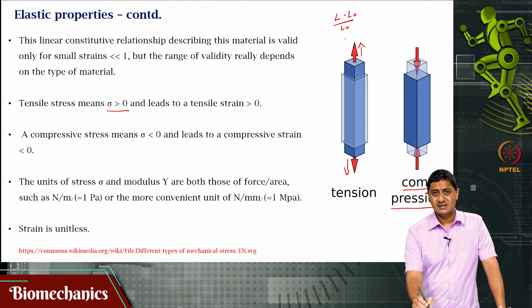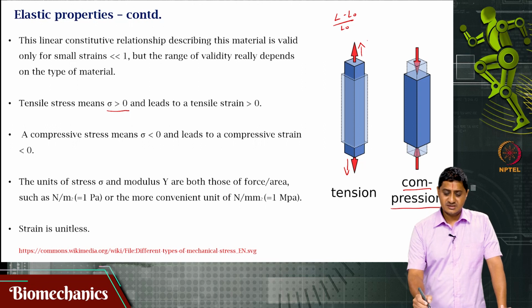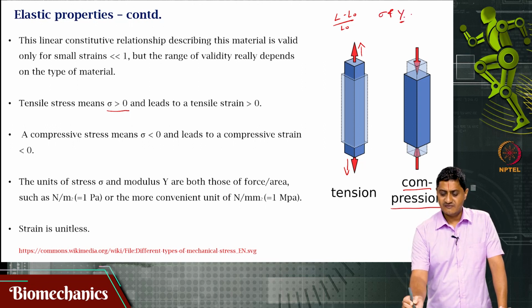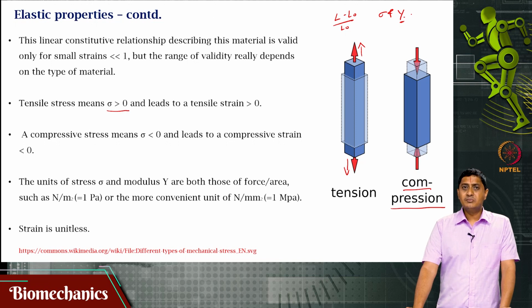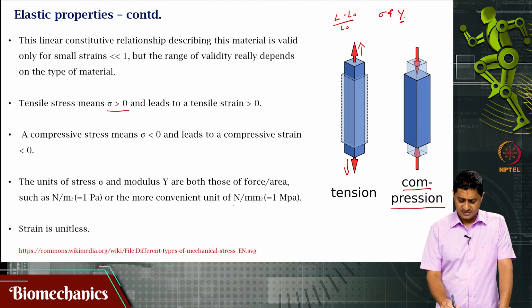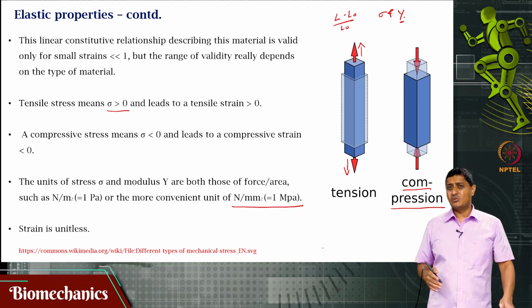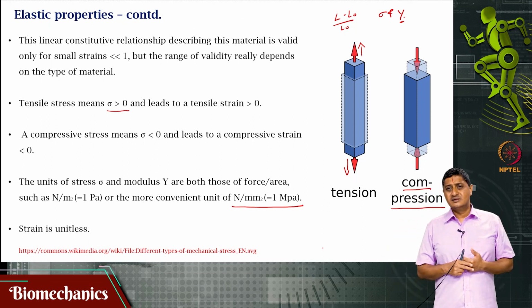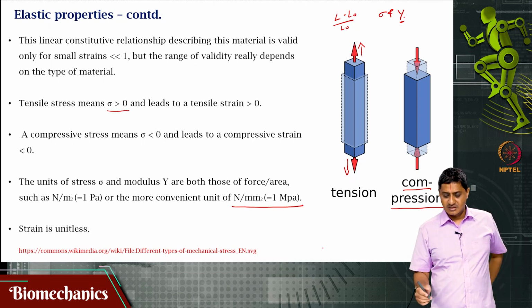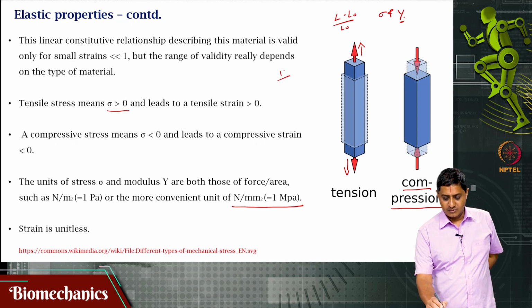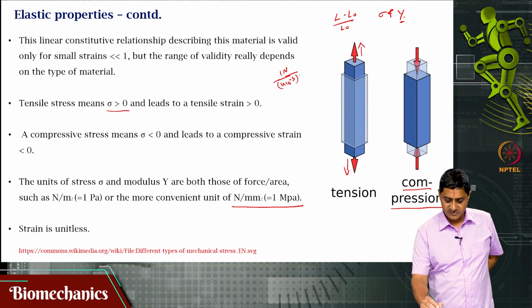Also, something to remember, (L minus L naught) by L naught has no dimensions, so it is dimensionless. That means sigma and Y will have the same dimension or the same unit. The unit of stress sigma and the elastic modulus Y is Newton per meter squared, which is 1 Pascal, but more frequently we use Newton per millimeter squared, because 1 Newton over a very large area of 1 meter squared is a very small stress, but 1 Newton in 1 millimeter squared is 1 Newton divided by 1 into 10 power minus 3 meter squared, is it not?